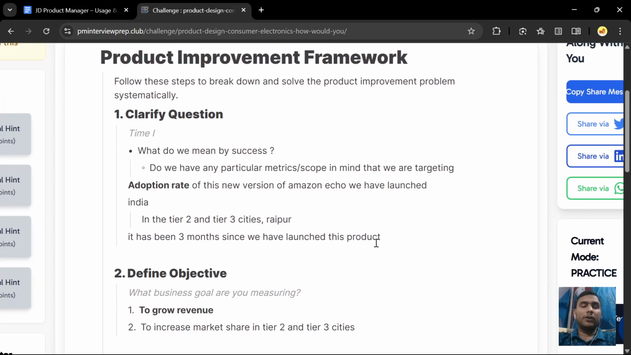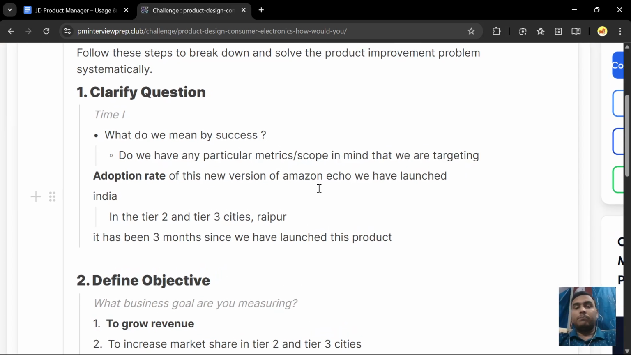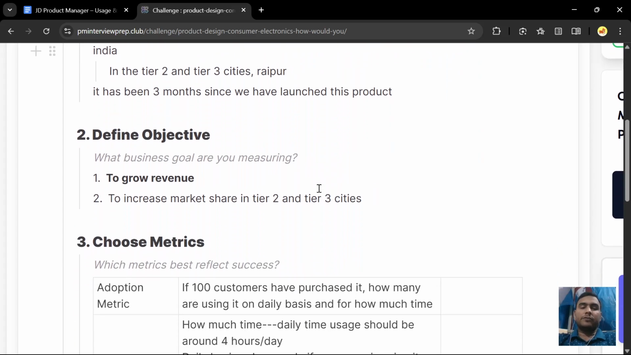So just to rephrase what we have all discussed, by success we mean a particular metric, and here we are taking an adoption metric. We are considering India as the geography, and in India, Raipur as a second tier city. It has been 3 months since version 2 of Amazon Echo was launched, and we are looking from a business goal of growing revenue for this product, since we have seen that it has become saturated in the metro cities. So we are looking to expand and grow revenue.